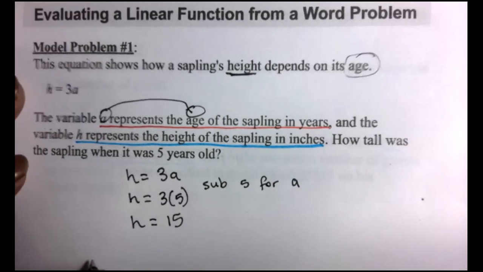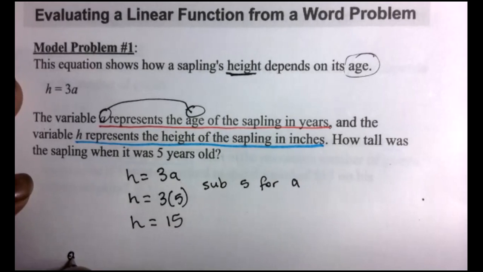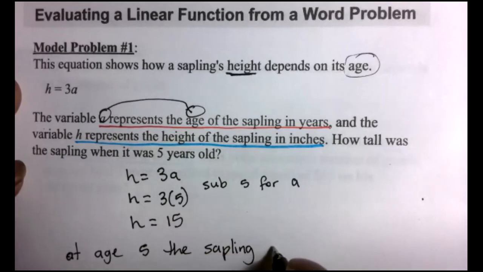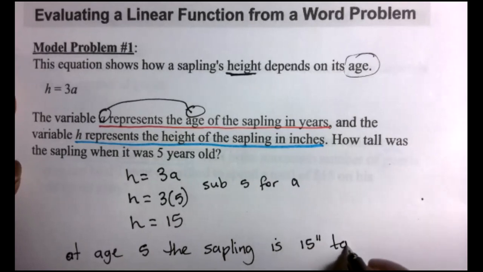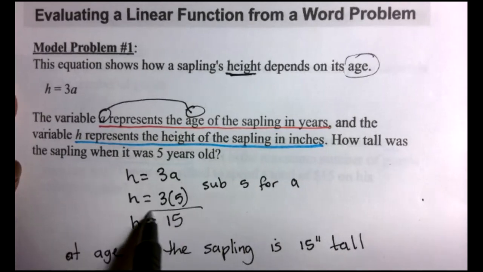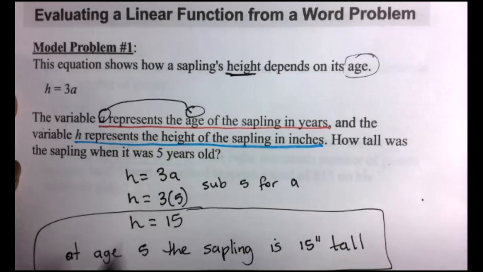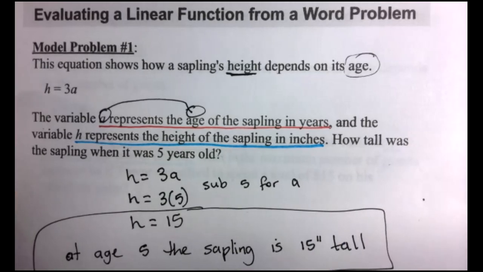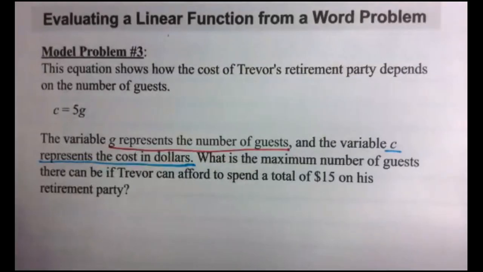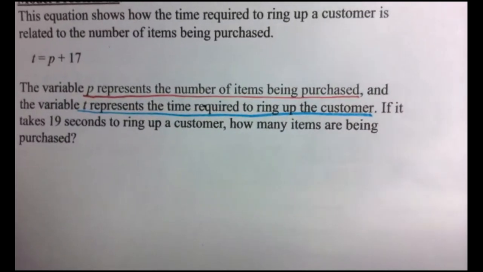So at age 5, the sapling is 15 inches tall. All of this is part of our answer: at age 5, the sapling is 15 inches tall. All right, boom, easy. Let's go to problem number 2, or example 2.